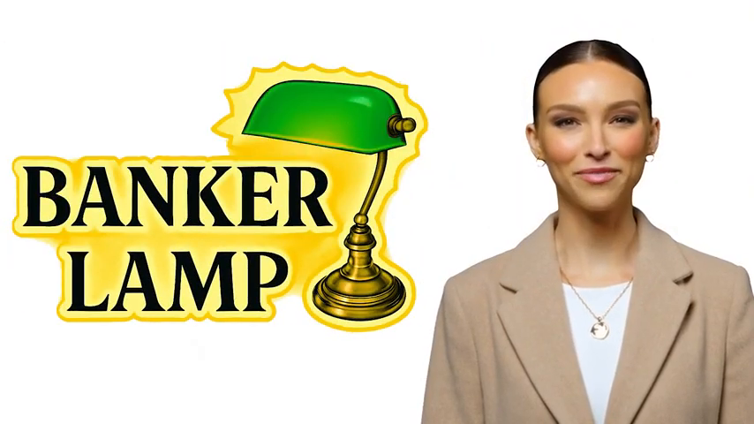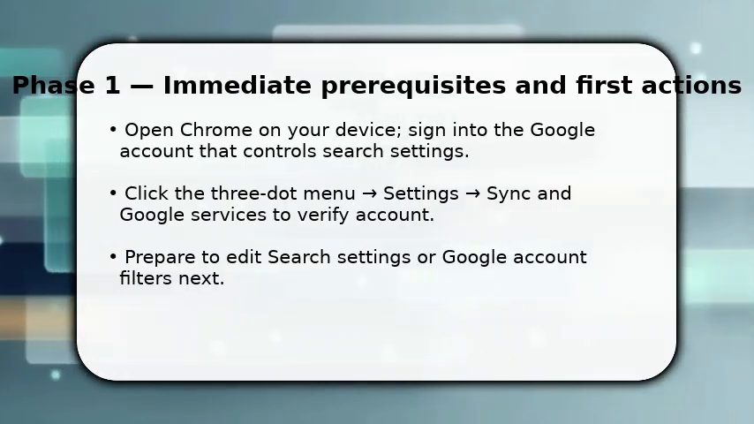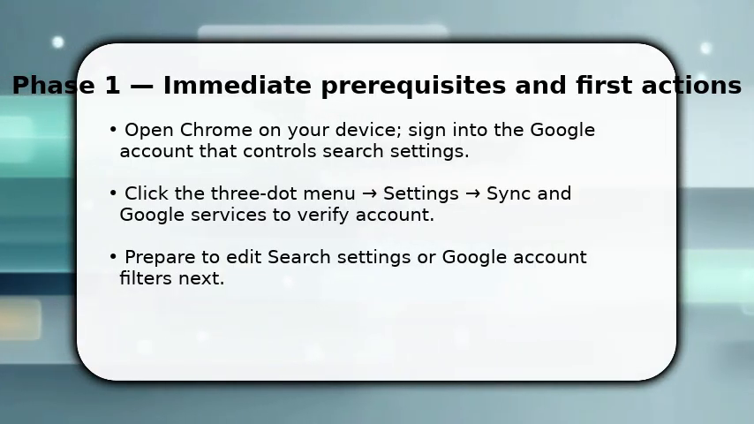Please enjoy the video. You start inside Chrome, signed into the account that enforces Safesearch. First, click the three-dot menu in the top right and choose Settings. This puts you where Chrome stores search and sync controls.